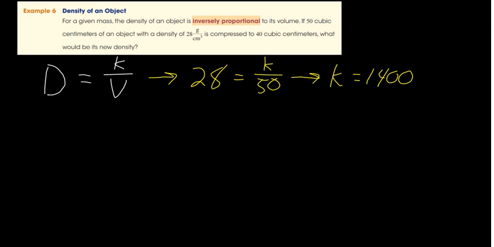And then from there, I know that my equation is going to be D is equal to 1400 over V. Okay, and now we can proceed with the rest of the problem.